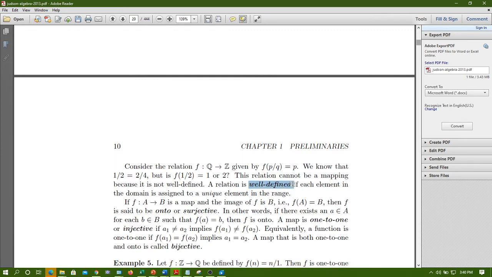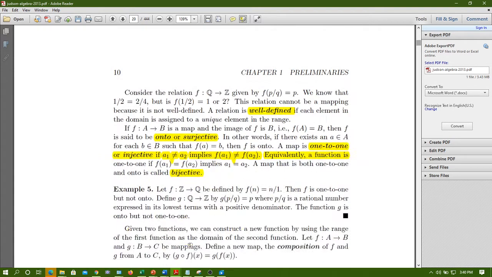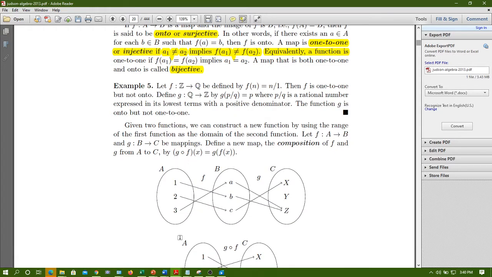A well-defined relation, onto or surjective, one-to-one or injective, and both one-to-one and onto is called bijective. Okay, we have passed through that. We have also composition of functions. I hope you can remember this.